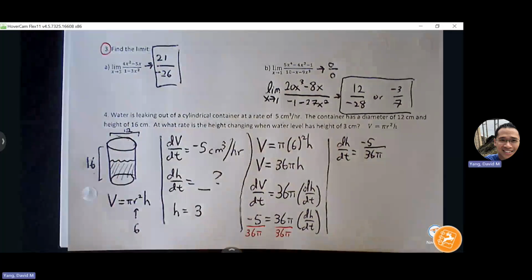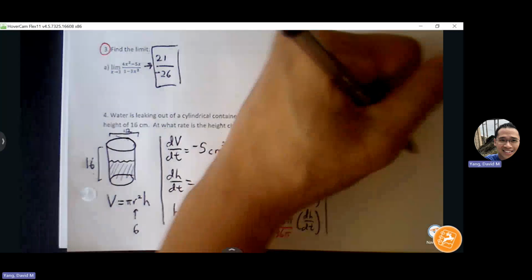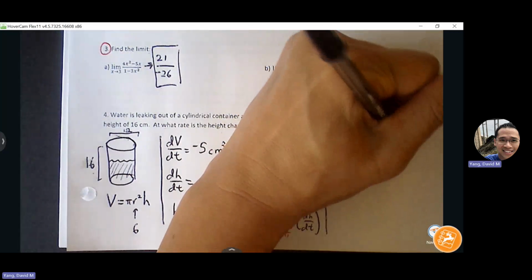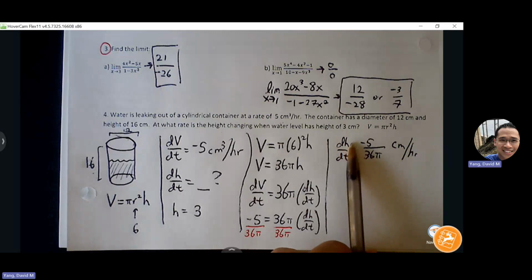What's our unit of measure? Centimeters per hour, right? There's no squared or cubed. That's right. No square, no cube. We're talking about height here. The only time you're going to see squared or cubed is with volume or area.